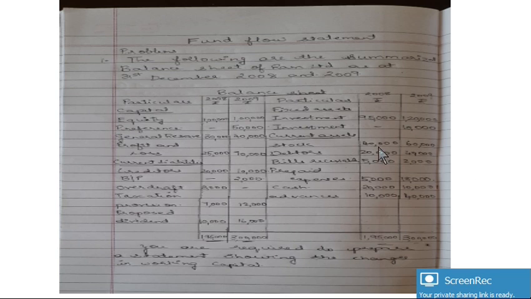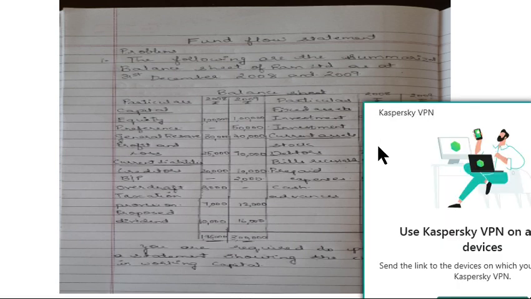There are three steps to calculate the fund flow statement problems. The first step is working capital management, where you have to prepare the working capital statement. Then in the second step, you have to calculate the funds from operation. Then in the third step, finally you have to prepare the fund flow statement or sources and application of funds.